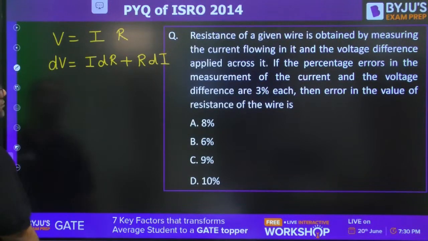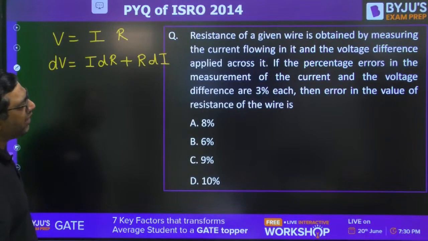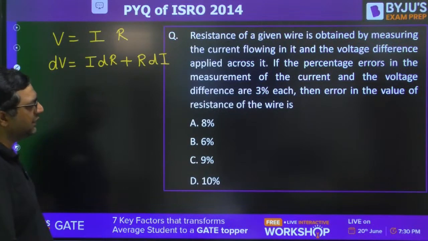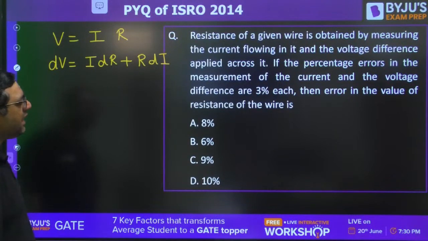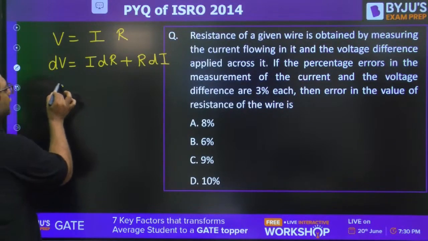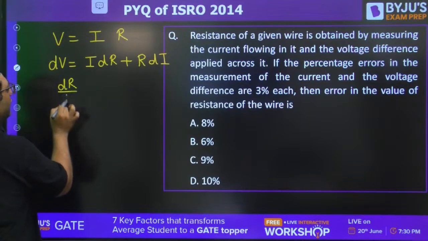Okay. Then my dear, resistance of a given wire is obtained by measuring the current flowing in it and the voltage difference applied across it. Percentage error in the measurement of the current and voltage difference are 3% each. Then error in the value of resistance of the wire will be. So you need to find out the error in the resistance, that is dR by R actually.